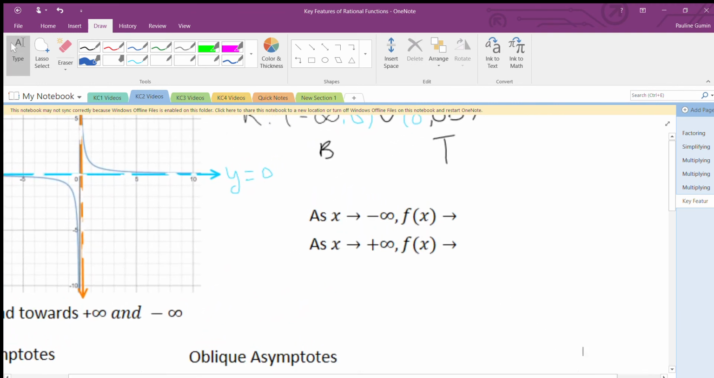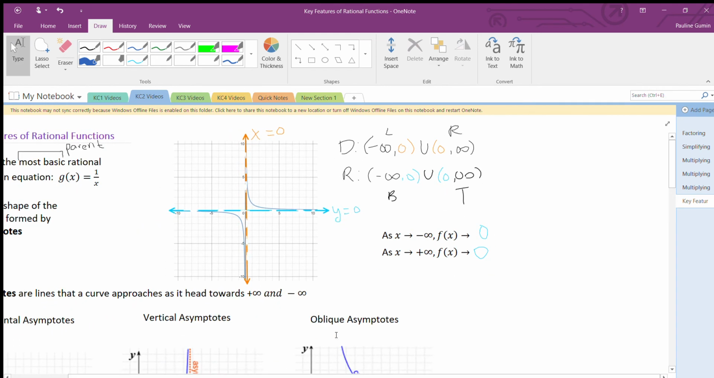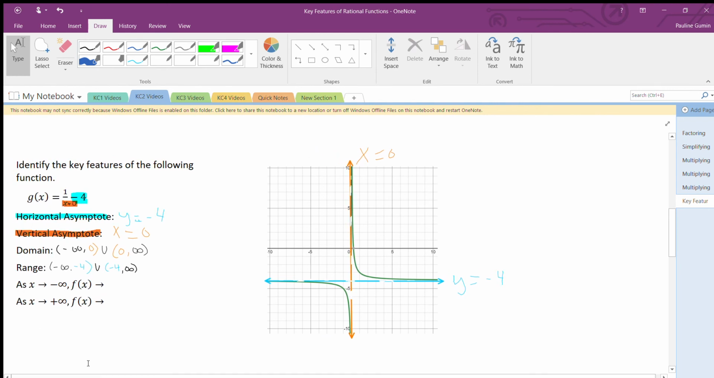Okay, so end behavior. As x approaches negative infinity, what happens to y? Well, let's see. As x goes to the left, y keeps approaching this horizontal asymptote. It keeps approaching 0. As x goes to positive infinity, so as we go to the right, our y's also get super close to 0. Let's look at the other ones and see if you notice a pattern here. As x approaches negative infinity, as we go to the left of our graph, our y's get very close to this horizontal asymptote, which is negative 4.